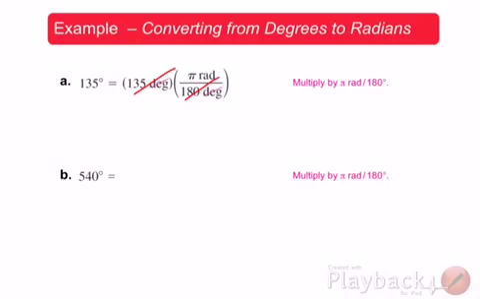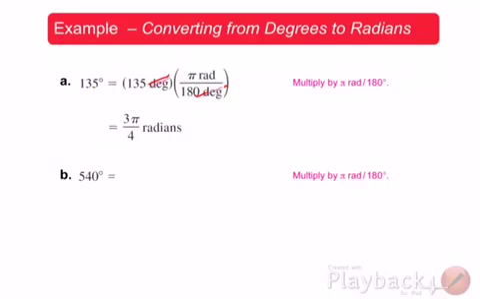Because the degrees cancel, I know that I have to divide by 180, so I should have known that my 180 was on the bottom. Because this is degrees, I need to divide by 180 degrees. And when I do that, I get 135 over 180 pi radians, and 135 and 180 can be simplified to 3 over 4 pi radians.